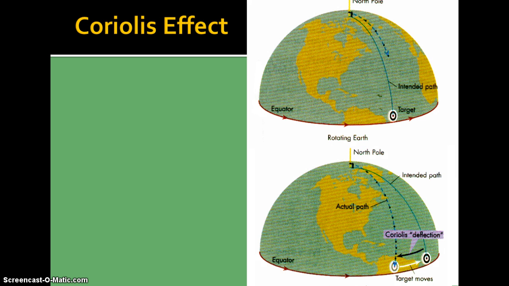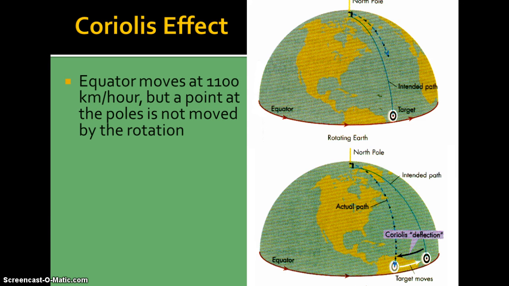However, it's a little bit more complicated. The air is not going to flow straight from the equator to the pole and back again, because while this is happening, the Earth is also spinning. It creates what we call the Coriolis effect. Now, the equator is moving at about 1,100 kilometers per hour, but the poles aren't going to move because they're spinning about an axis.